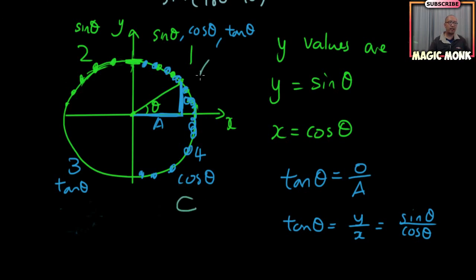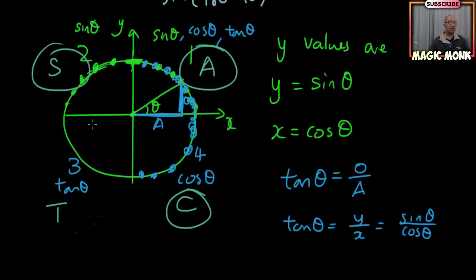CAST. Cosine is positive here. Every ratio is positive. The sine ratio is positive. The tangent ratio is positive. CAST.